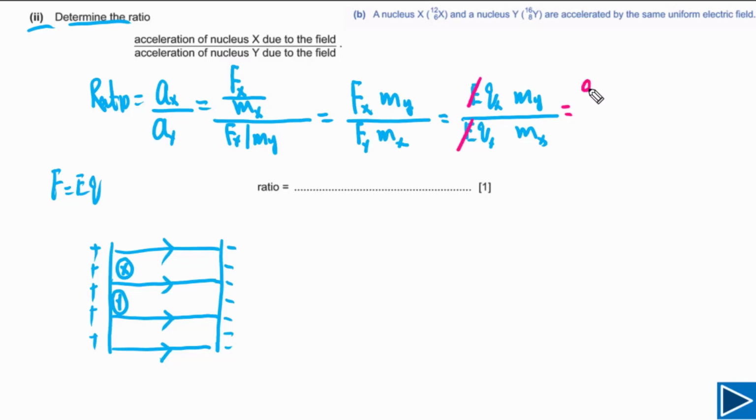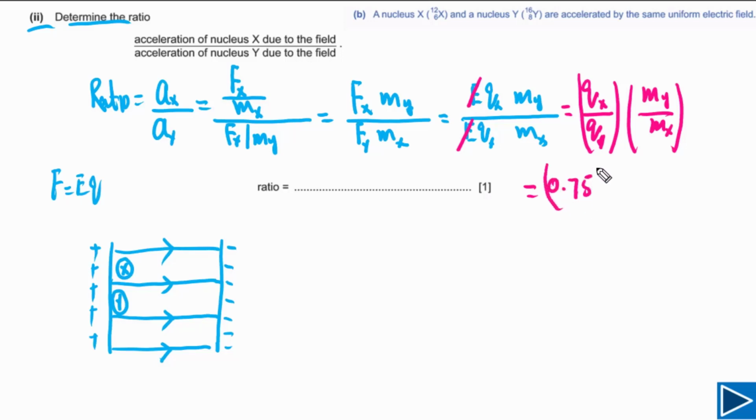So we are left with QX divided by QY, the ratio between these 2, and times the ratio between mass of Y and mass of X. Now we have already found the ratio between QX and QY, that was equal to 0.75. So simply we can write down 0.75. Now we need to find out the mass of Y and the mass of X.